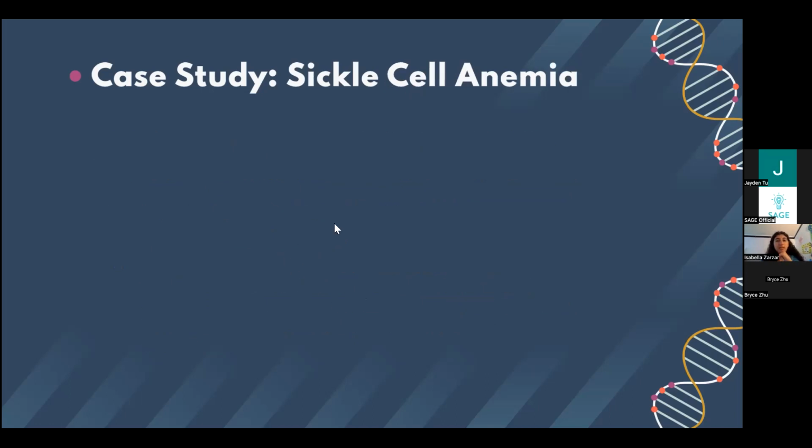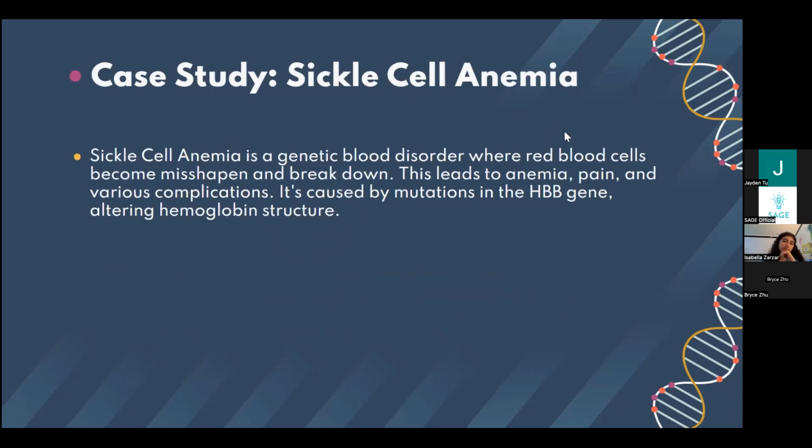So next is sickle cell anemia. Sickle cell anemia is a genetic blood disorder where red blood cells become misshapen and they break down. So that can lead to anemia, pain, and a lot of other complications. It's caused by a mutation in the HBB gene, which alters hemoglobin structure. So the HBB gene, we can infer that this regulates hemoglobin structure. When that gene gets a mutation, it's not able to function correctly. So that leads to this genetic disorder.